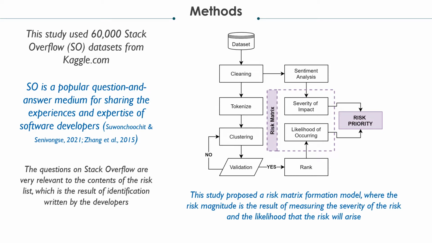This study used 60,000 Stack Overflow datasets from Kaggle.com. Stack Overflow is a popular question and answer medium for sharing the experiences and expertise of software developers. This study proposed a risk matrix formation model, where the risk magnitude is the result of measuring the severity of the risk and the likelihood that the risk will arise.